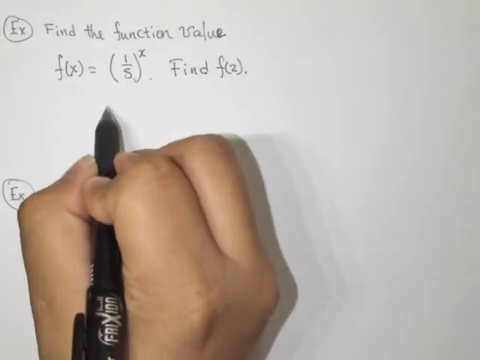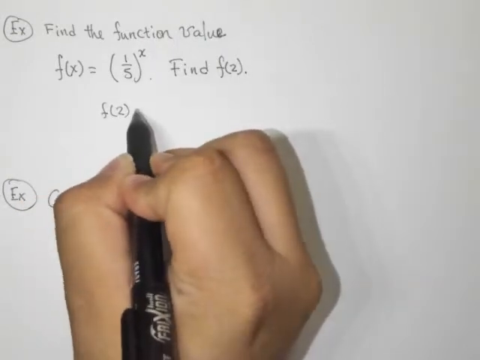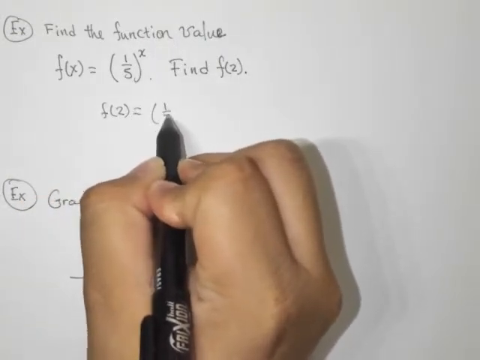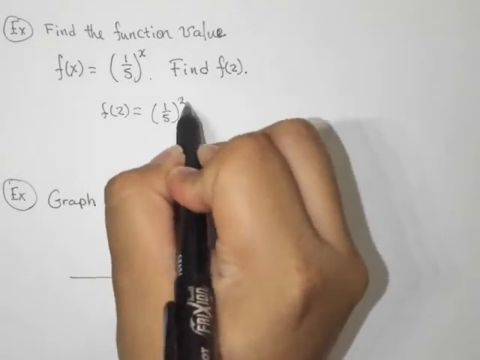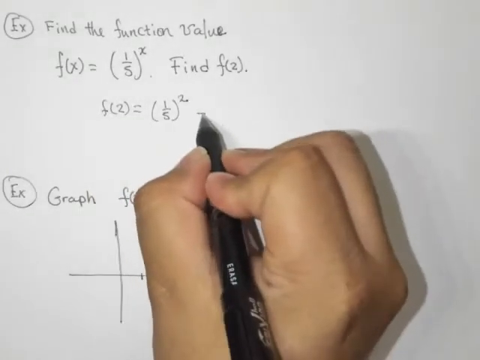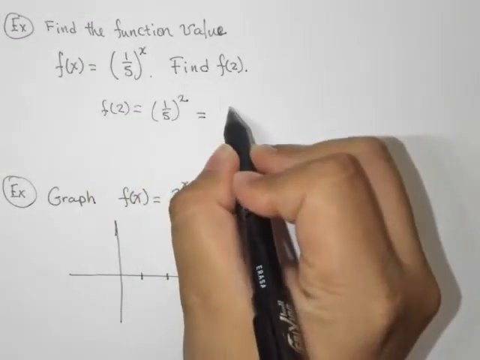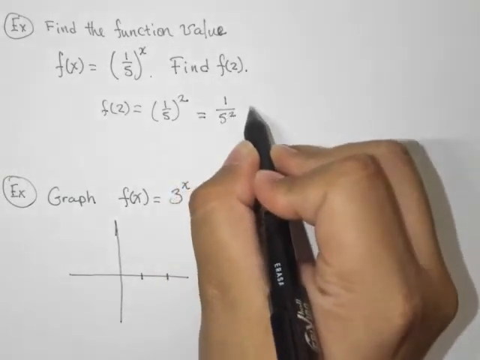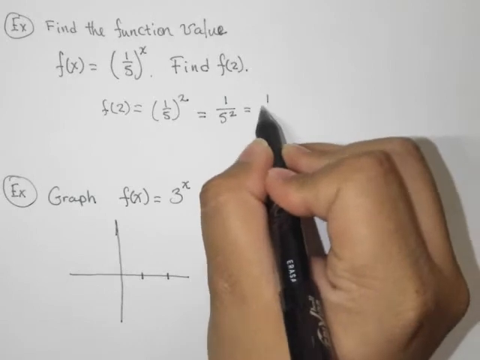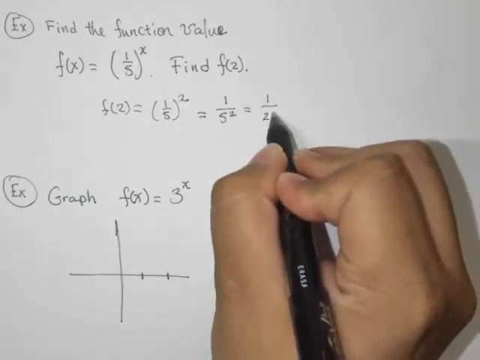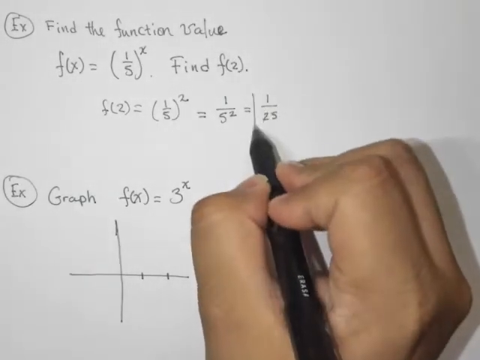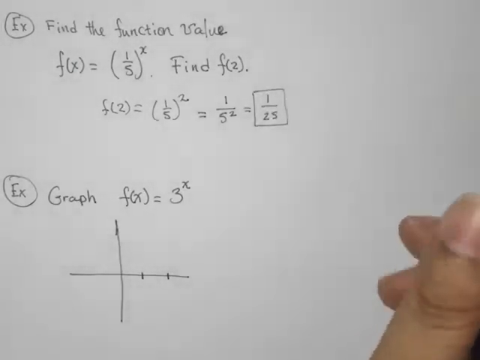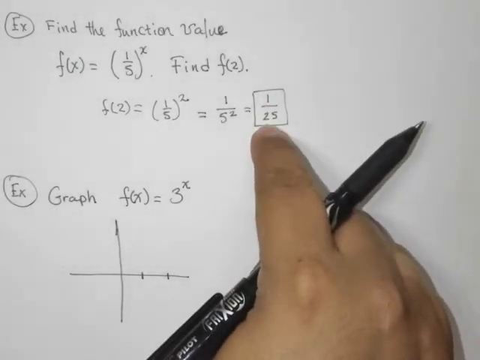So let's go ahead and do that. So f of 2 looks something like this. It's (1/5) to the second power. So to evaluate this, we just take 1 to the second power, which is 1, over 5 to the second power. And in this case, 5 to the second power simplifies to 25. So right here, this is what f of 2 is.